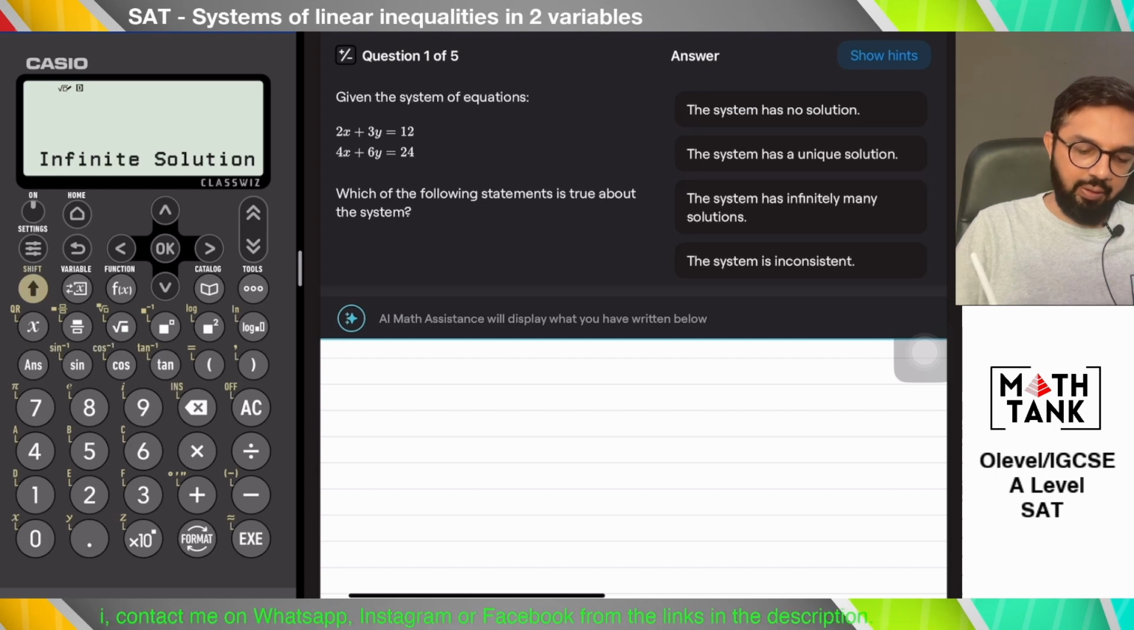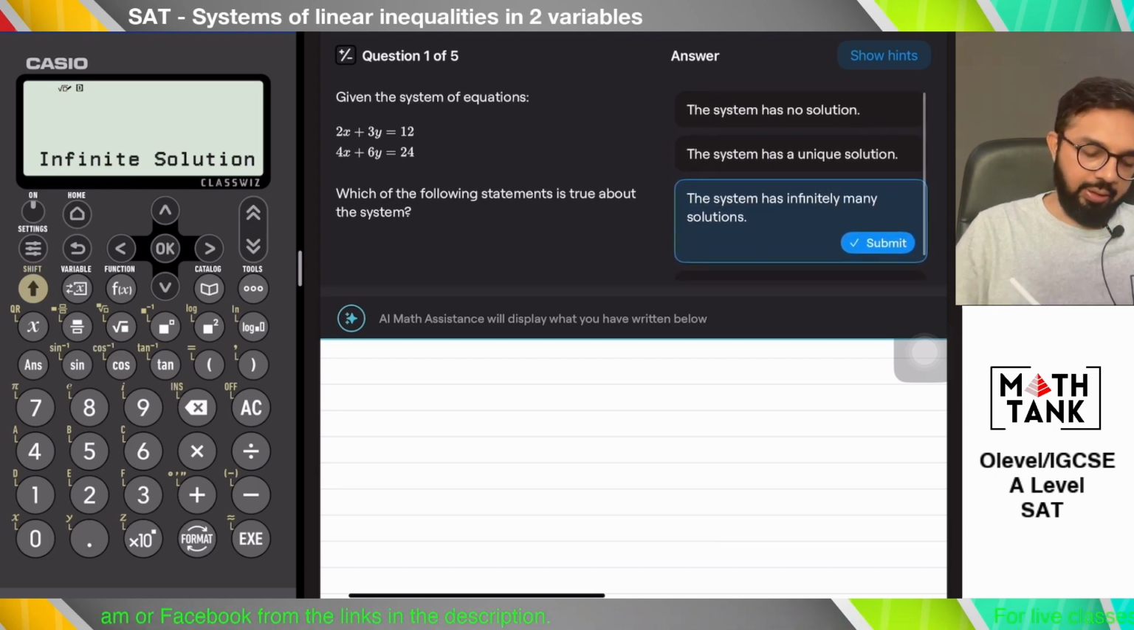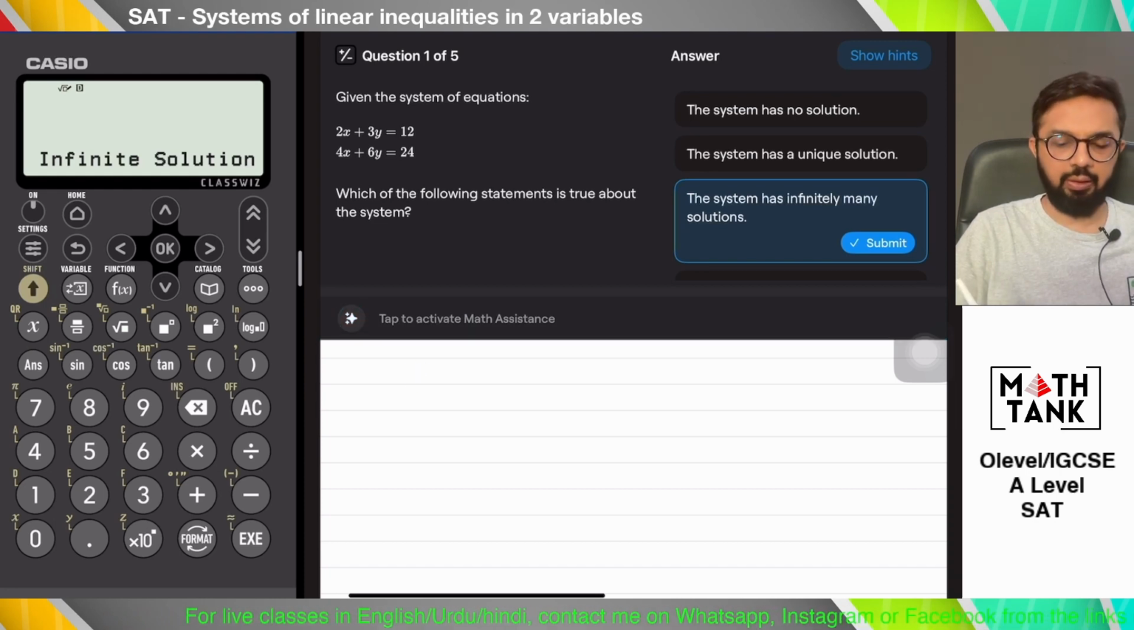The question says infinitely many solutions. So what's the logic here is that if one equation is a multiple of another, which in this case it is, then there are infinitely many solutions. And I'll tell you how to solve this in the next question.